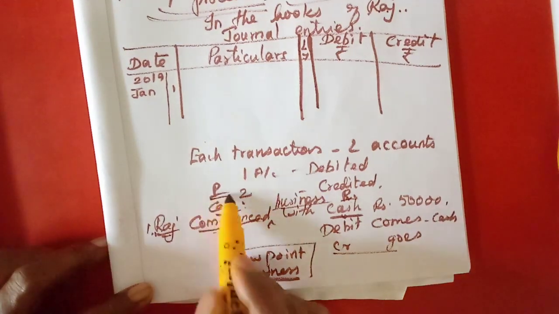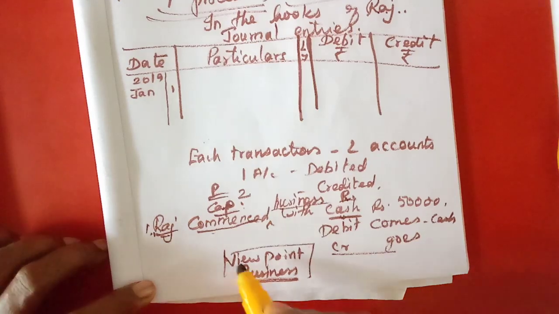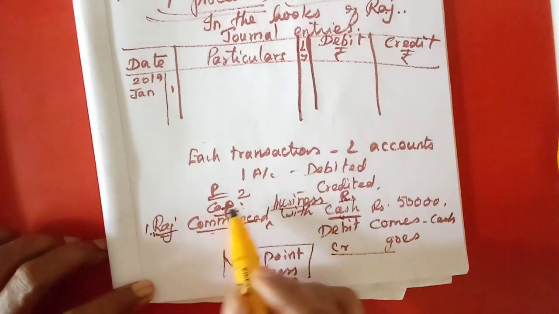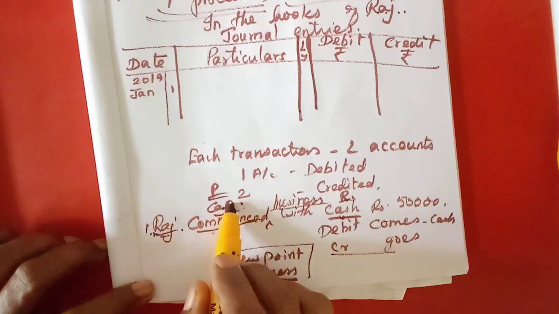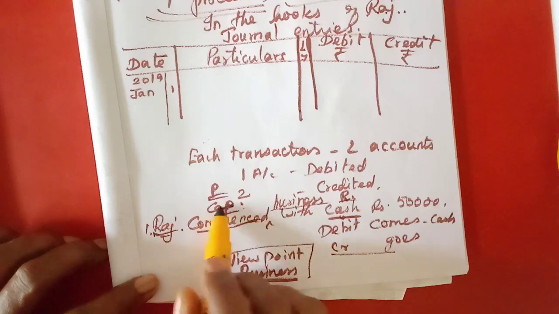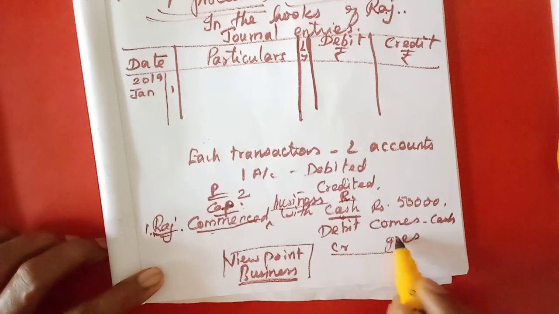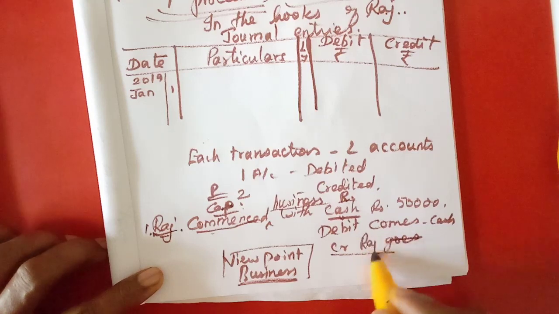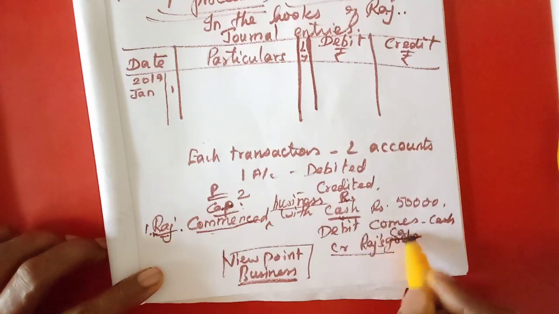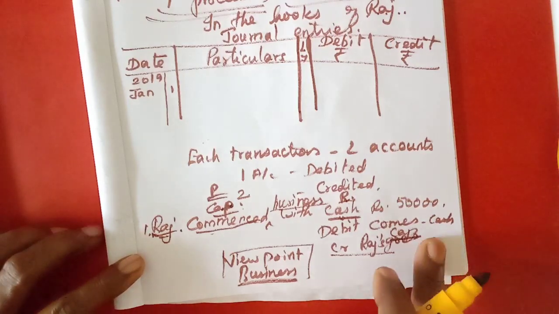Now you come to the personal account, capital. Personal account, what is the rule? Debit the receiver, credit the giver. Who is giving the amount? Raj's capital. He is not receiving, he is giving, so that should be credited. Credit the giver. Who is the giver? Raj. So Raj's capital should be credited, and cash should be debited.